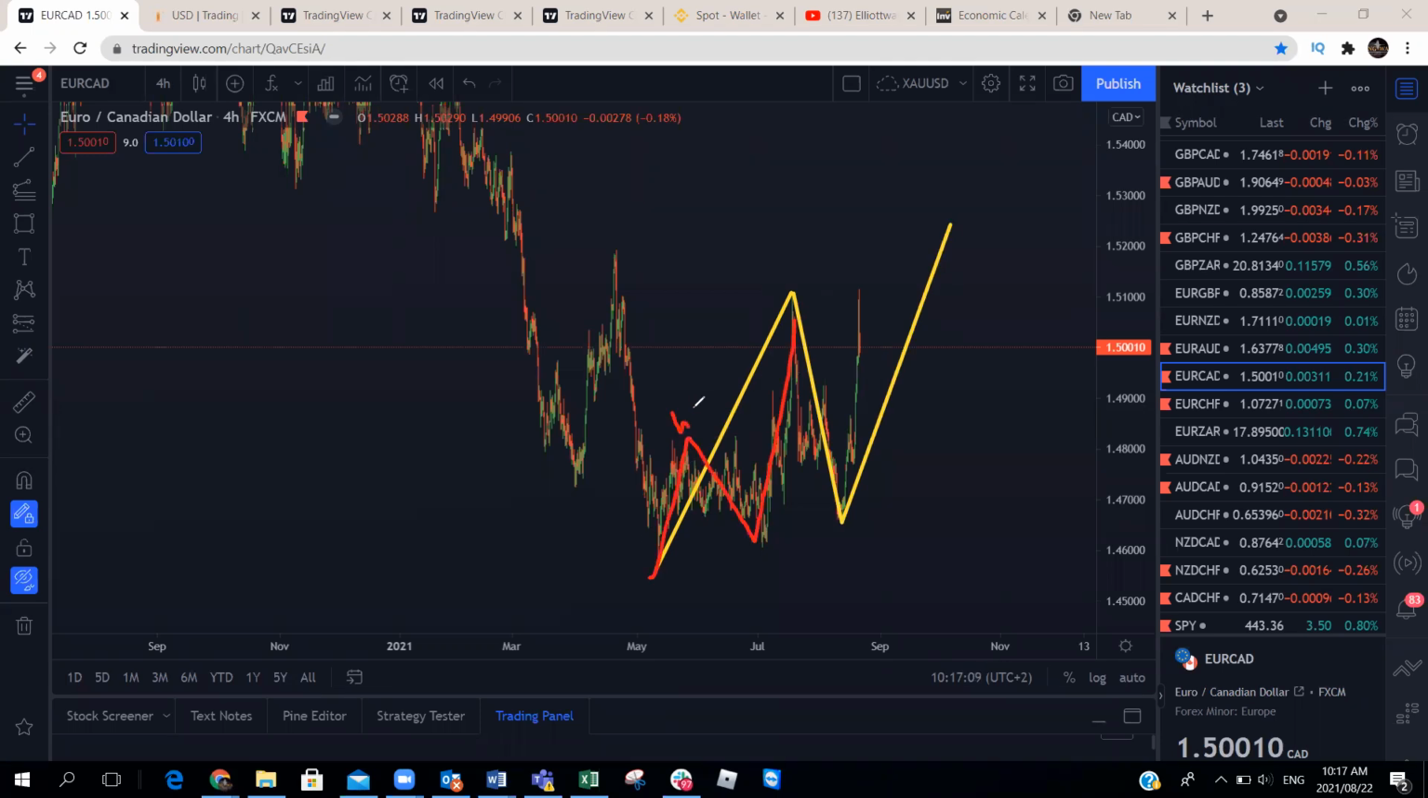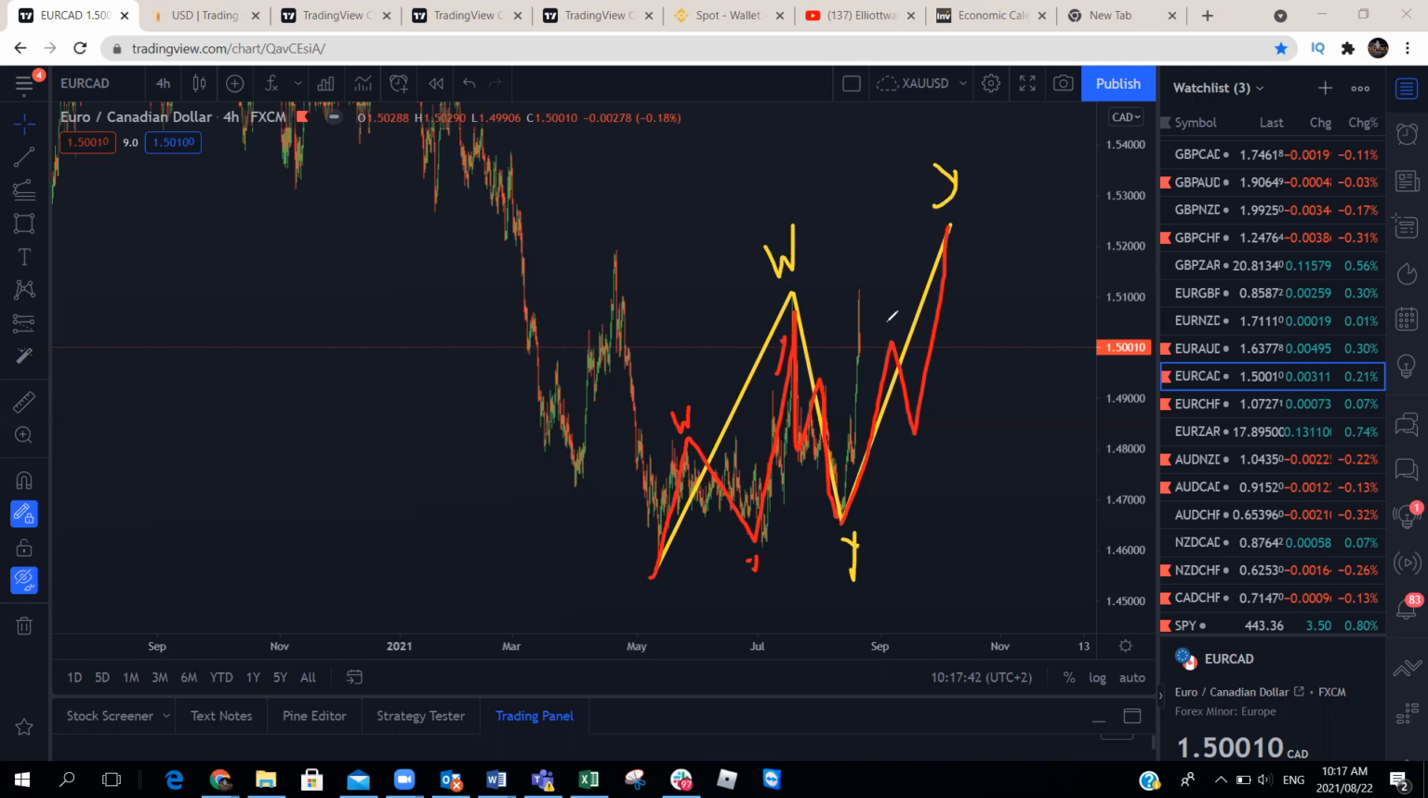This is a WXY corrective structure internally on EURCAD. We've got a pullback here in 3 again. We've essentially just made only an impulsive move here. So that's what we're expecting, at least a 3-wave pullback before we continue to the upside. But again, like I said, I'm just drawing it skewed here. The correct way to draw it will be this, but let's make it like this so you can see what the structure is going to look like. Right, so that's the 3 waves here. We've got 3 up, 3 down, and 3 up, giving you an overall bigger corrective structure in WXY.